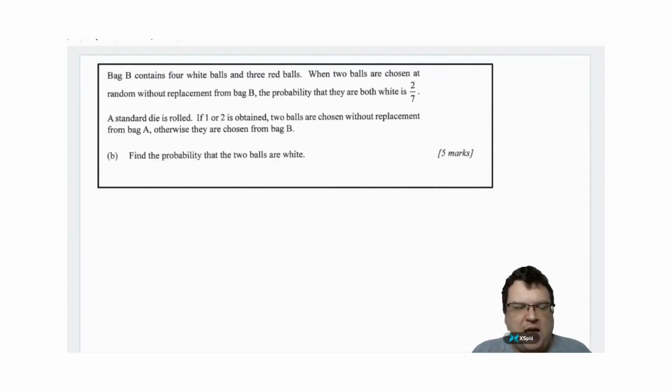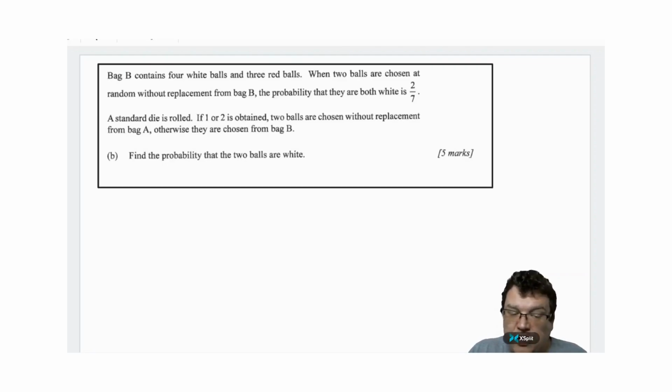On to section B. Bag B, now we've got a separate bag from bag A, contains 4 white, 3 red. So a little bit different here, the makeup of the probabilities. And we're told that when 2 balls are chosen at random without replacement from bag B, the probability they are both white is 2/7. So we don't need to do anything with bag B. We're just told that if we choose bag B, the probability of 2 whites will be 2/7.